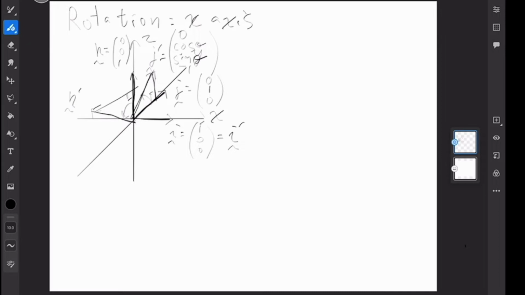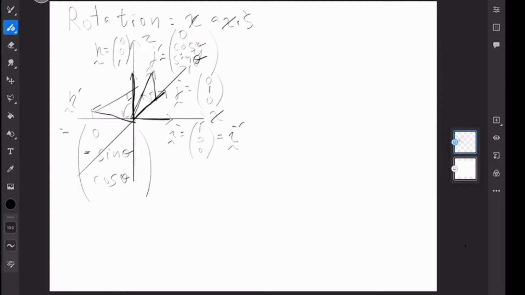This forms a right angle triangle. So this k dash in this case has nothing in the x. Its y-axis is now pointing in the negative y-axis direction, and that is the opposite side of that triangle, so negative sine theta. And in the z-axis, it's pointing in the positive z, and it's also the adjacent side of that triangle, which makes it cosine theta.